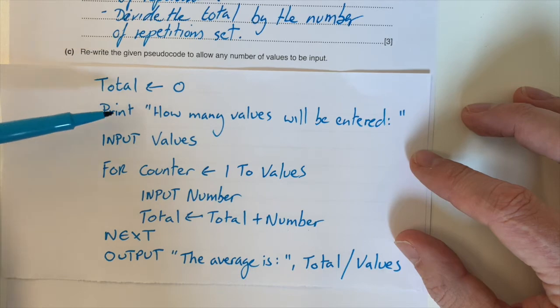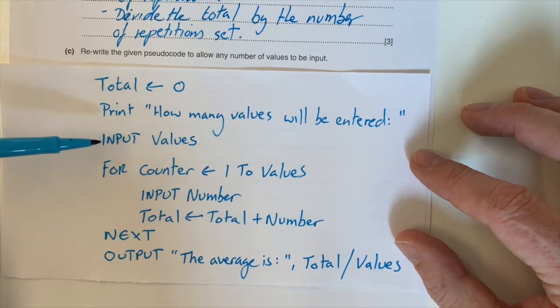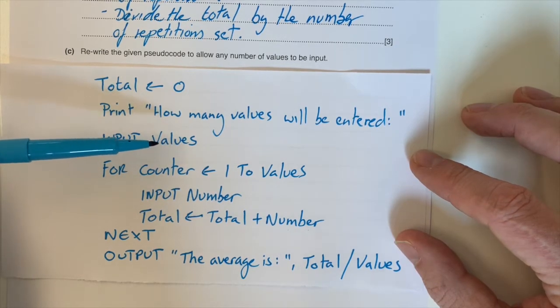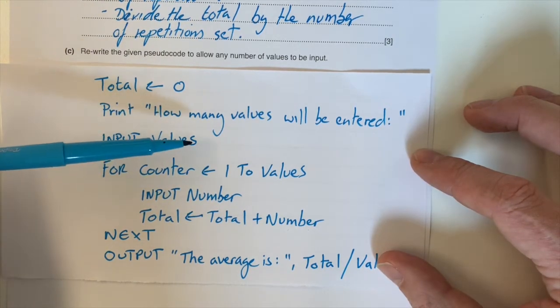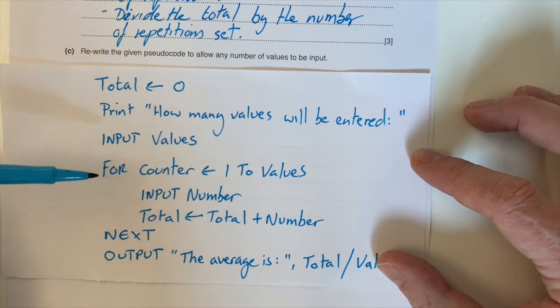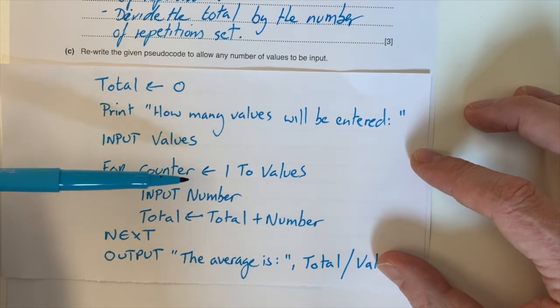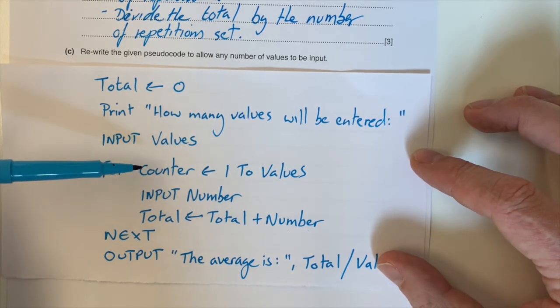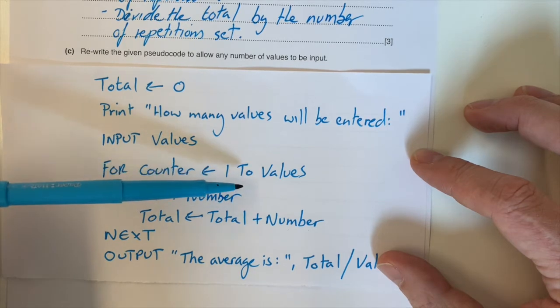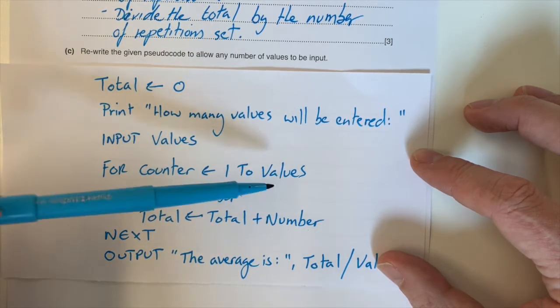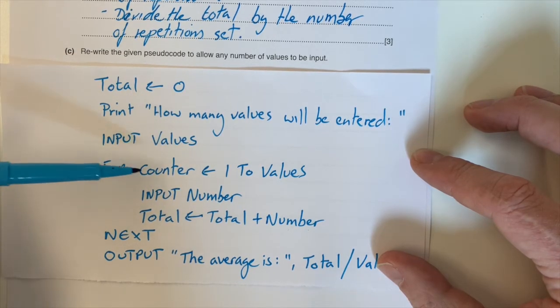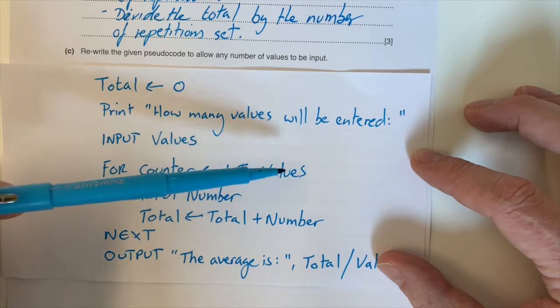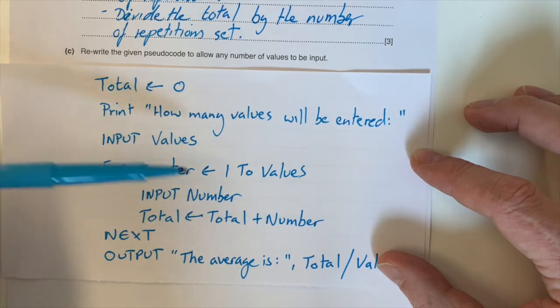Okay, so print how many values will be entered. So that's a print statement, and so the user is going to input the number of values. So if the user wants to input 99 values, then they would put that in there. Okay, and then the for loop here, the counter is going to be set to run from 1 to whatever the person has put in here for values. So if a person's put in 99, the for counter will run from 1 to 99. Okay, and that will keep going around.